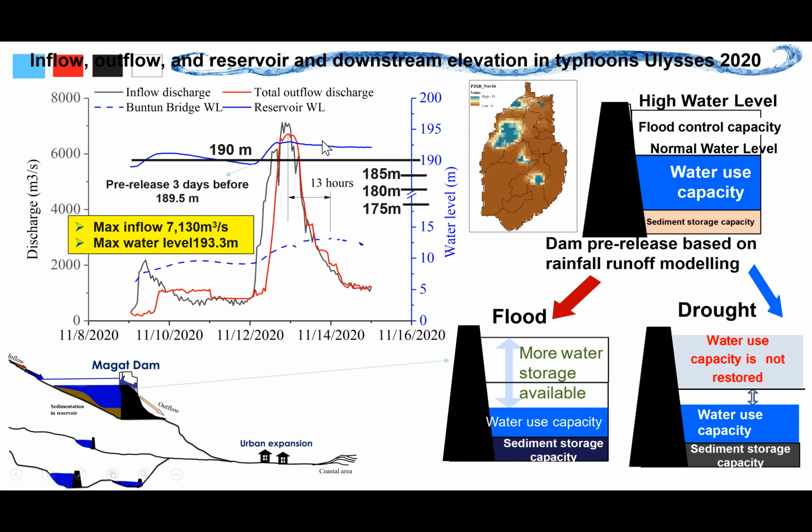This is the reservoir water level, and this is the release discharge, red color, and this is the inflow. So if you are lucky, we can do a dam pre-release, which means opening the gate and enlarging this part, so more water storage is available for flood, and then reduce the water use capacity.